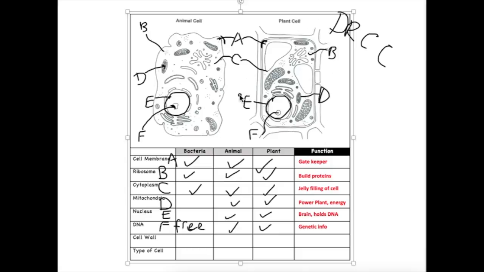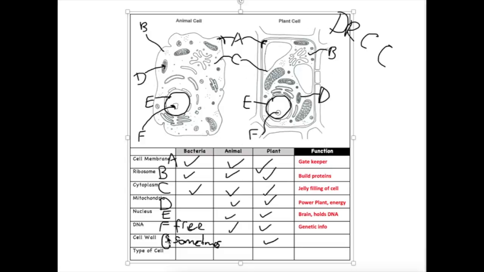Now, a cell wall is kind of the equivalent of a cell membrane. The difference between a membrane and a wall is that a membrane is very flexible. It lets things in and out. A cell wall is very rigid. It provides structure. So the only place we're going to see that is a plant. Sometimes we might see it in bacteria, but not all the time, only sometimes. So let's label the cell wall G.